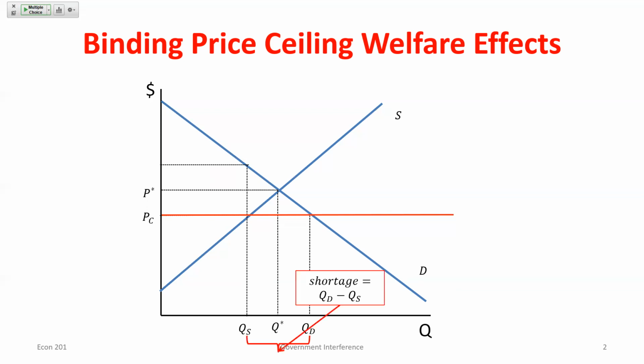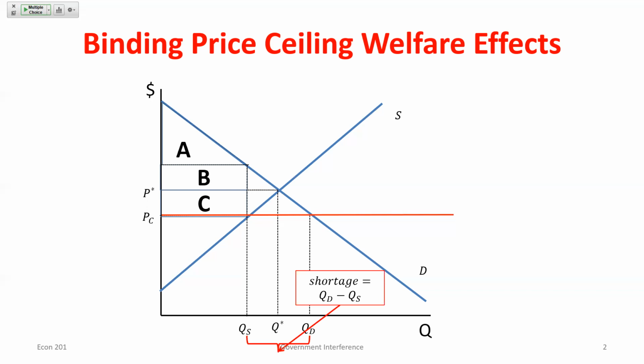So at that price, right, we've got a shortage, and we can think about now, well, what's consumer surplus? Well, consumer surplus is going to be the area underneath the demand curve, but above the price. Well, the price is no longer set by the market, it's been set by the government to be this price ceiling. So the difference between that price ceiling and demand, all the way up to whatever the last quantity in the market is.